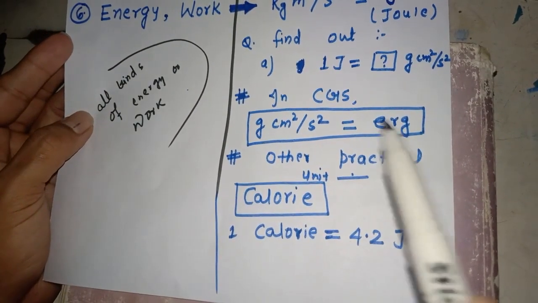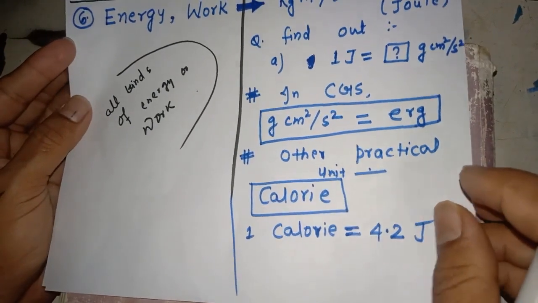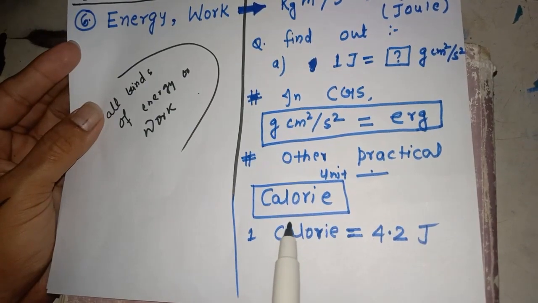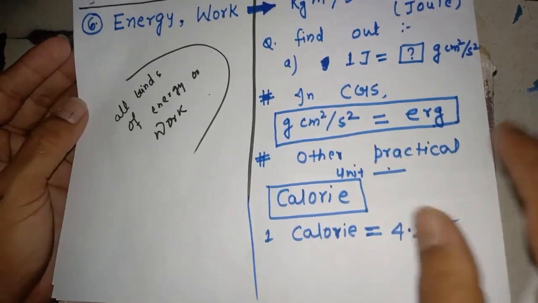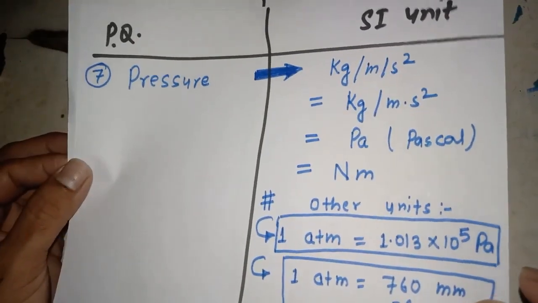And another practical unit is calorie. 1 calorie means 4.2 joule approximately. This unit calorie is used in nutrition to find nutritional energy. You know about it. Okay.